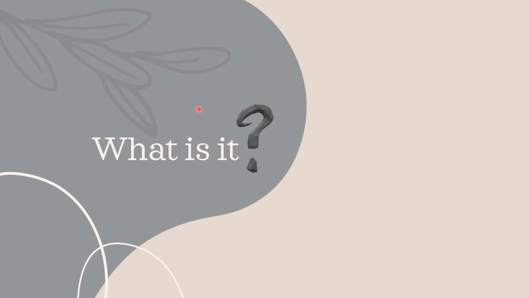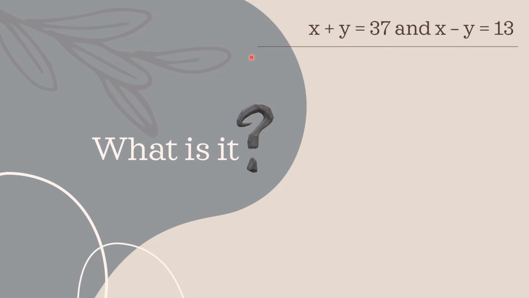Now firstly, we must know what are simultaneous equations. The sum of two numbers is 37. The difference between the two numbers is 13. Call the numbers x and y. Now you have two equations and two unknowns. These are simultaneous equations. You need to find the values of x and y that solve both equations simultaneously. In this case, x is equal to 25 and y is equal to 12.